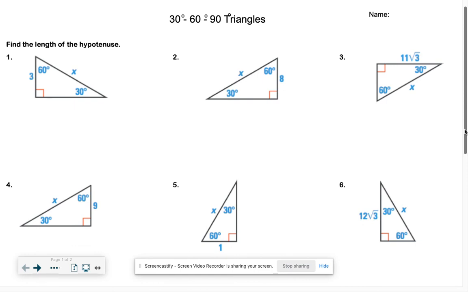Okay, let's do number 1. So what leg did they give you on number 1? Hypotenuse. Nope. They give you the short one. Yep, so this is the easy one to start with. So how do you find your hypotenuse if you know your short leg? Multiply by 2. Double it, and we get 6.